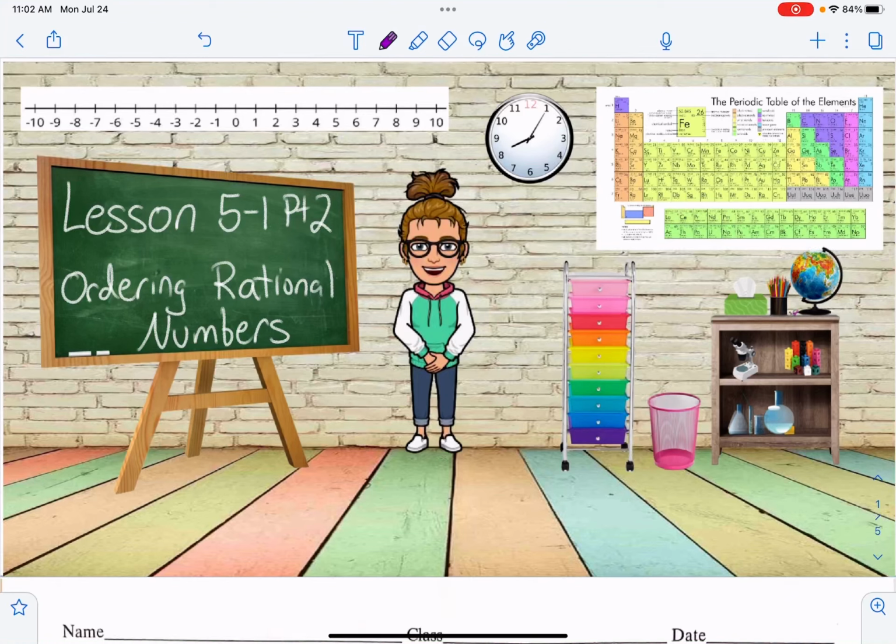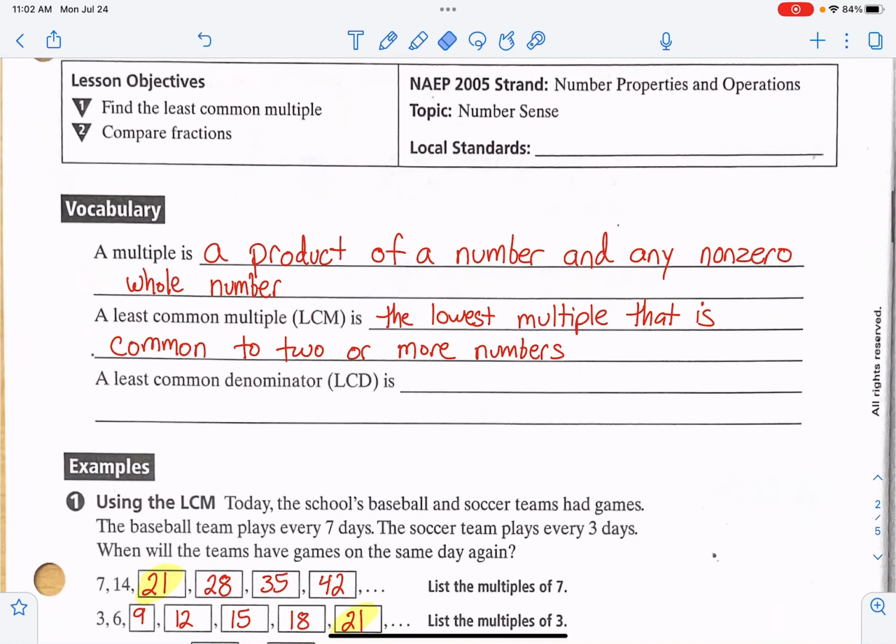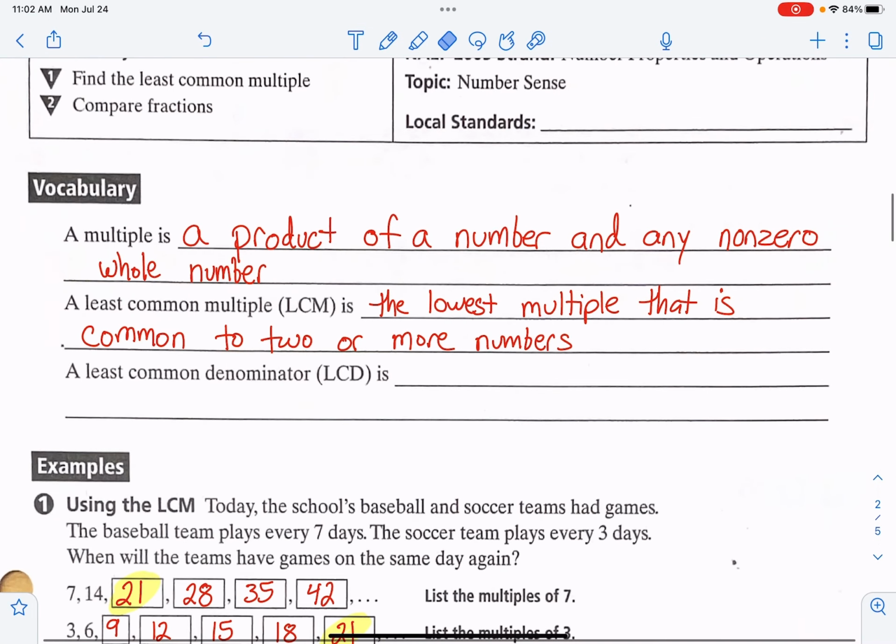In this video, we'll be doing lesson 5-1 part 2, where we're looking at ordering rational numbers. So we're going to be comparing numbers and fractions and putting them in order from least to greatest. To start, we're going to have to pay attention to our denominators, and find the least common denominator between multiple fractions in order to compare them.